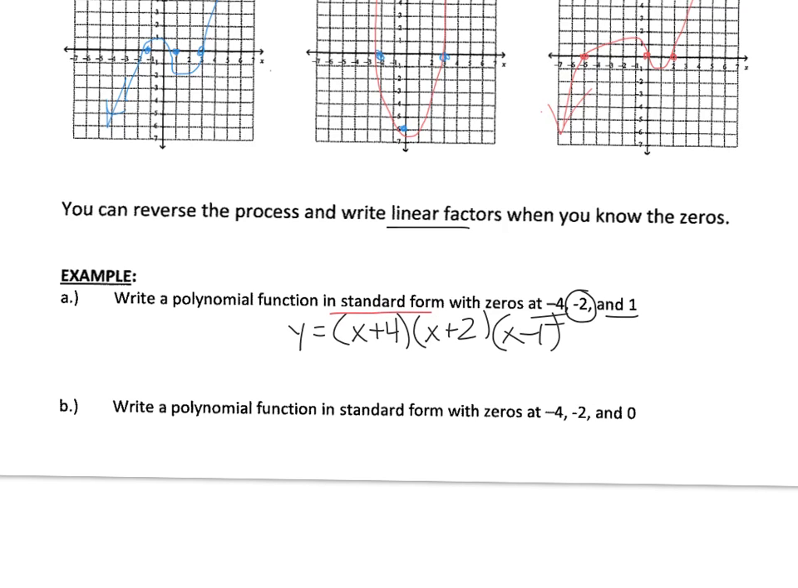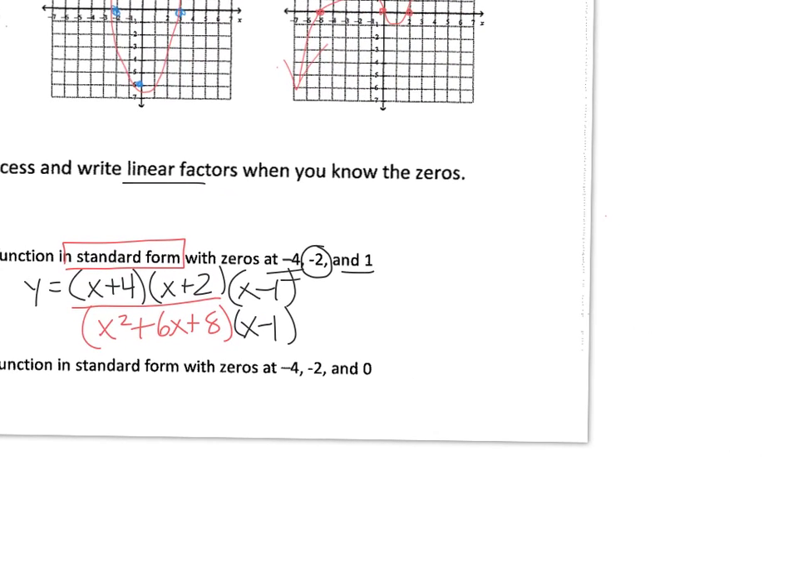So to write in standard form, we need to get rid of the parentheses. We need to do the distributive property. So I'm going to do the distributive property on this part, x squared plus 6x plus 8. And then I'm going to multiply that by x minus 1. So this is going to be x cubed plus 6x squared plus 8x minus x squared minus 6x minus 8. Writing in standard form means to combine like terms and write it in highest to lowest degree.